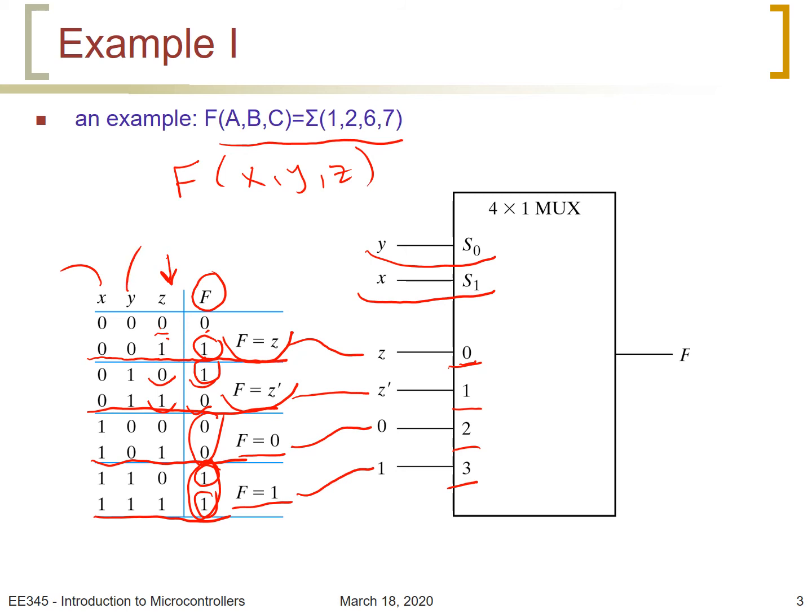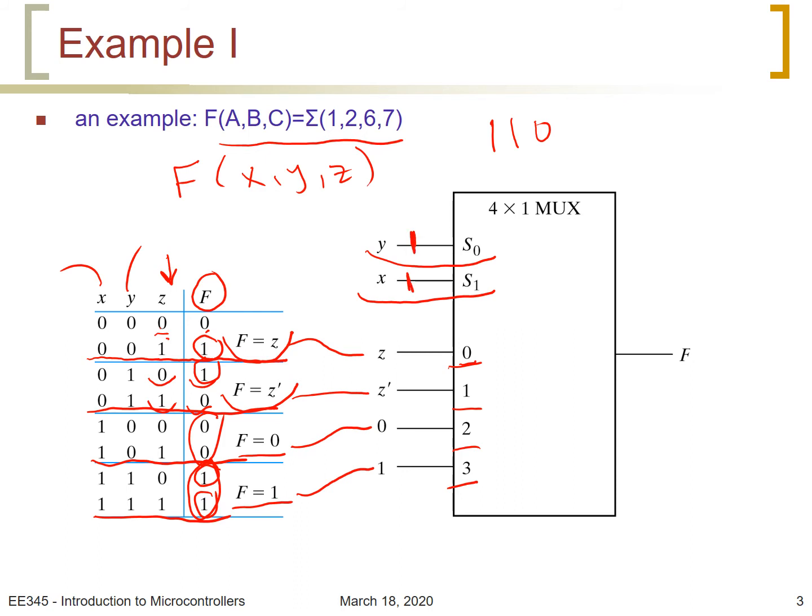And this is a complete implementation of the function. Let us verify our solution. Let's take any min term. Let's take the min term 6 as an example. 6 is 1, 1, 0. So x is 1, y is 1, and z is 0.